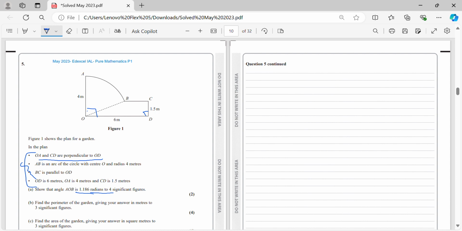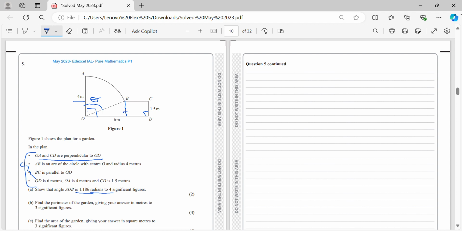Show that angle AOB is 1.186. The full angle is pi by 2, and I don't know how much this angle is. This is what I need to show. So I have a radius of 4 meters and nothing else, so what I'm going to do is draw a straight line here.